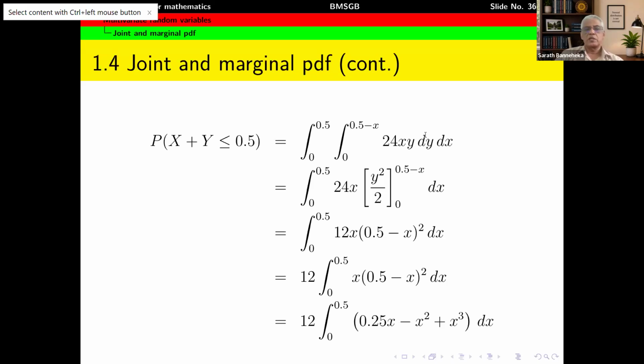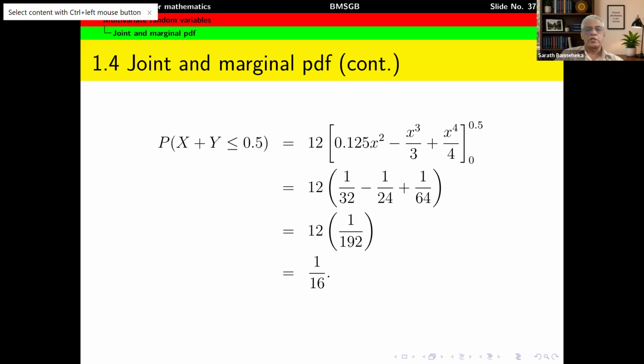So first do this part, considering 24x as a constant, integrate with respect to y. And then when you put the limits in terms of x, everything will be in x. There will be no y anymore. And then you integrate that quantity with respect to x and put the limits for x from 0 to 0.5. So this is the whole calculation here. Then when you do that, you will get the answer 1 over 16 as the probability. That's how you get the probability from a joint probability density function, right? In general, this is the method.